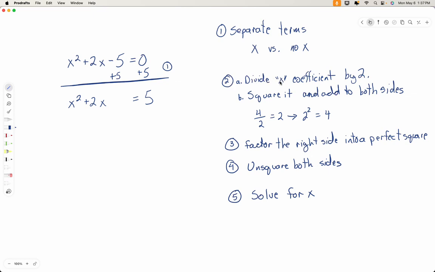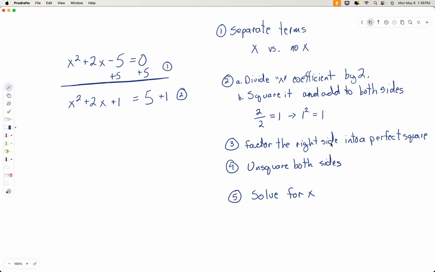All right, now step 2. We're going to divide the x coefficient by 2, and it's different this time. So this time, the x term is the 2. So 2 divided by 2 equals 1. And if I square it, 1 squared is equal to 1, because 1 times 1 is 1, right? This is the one we add to both sides. So plus 1, plus 1. Now, this is step 2. That's what we did.